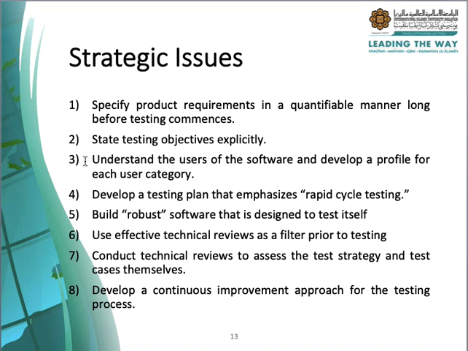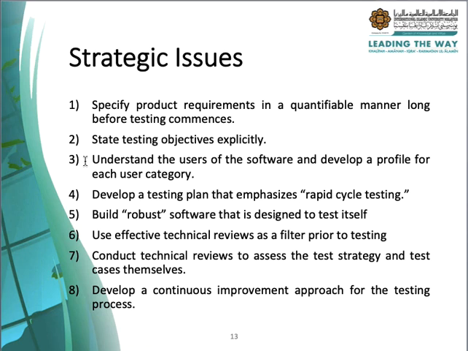Number 4, develop a testing plan that emphasizes rapid cycle testing. Build robust software that is designed to test itself. Use effective technical review as a filter prior to testing. Conduct technical review to assess the test strategy and test cases themselves. Develop a continuous improvement approach for the testing process. So there are 8 strategic issues that you have to consider.